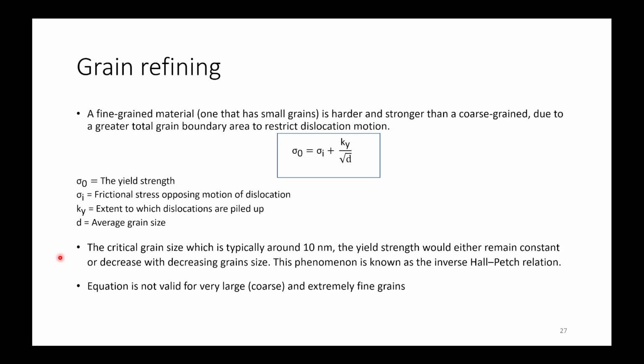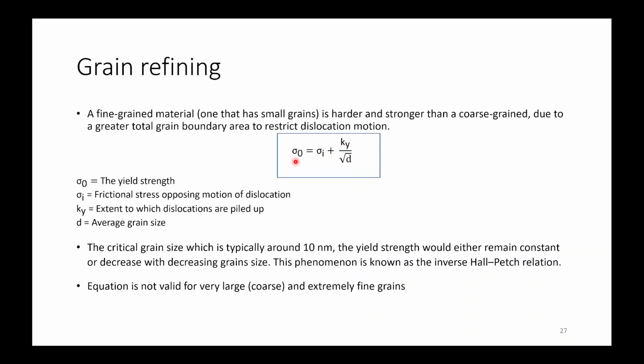First is grain refining. In this case, a fine grained material, one that has small grains, is harder and stronger than a coarse grained material due to a greater total grain boundary area to restrict dislocation motion. Dislocation motion is what deforms your material. So if you are restricting dislocation motion, you will be making your material harder and higher in strength. So sigma naught equals sigma i plus ky upon root d. This is the Hall-Petch equation.